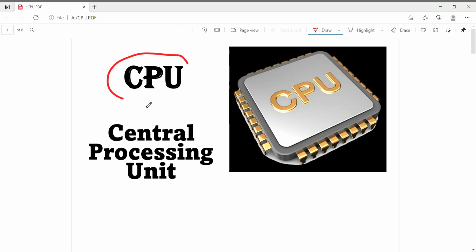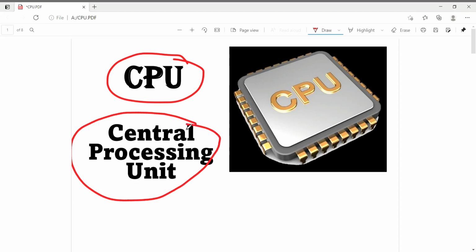We all know that the CPU is the brain of a device, whatever it may be, mobile, laptop, PC, or tablet. CPU stands for Central Processing Unit. What it actually does is process the data which we give to the processor, and it does the processing and gives output.